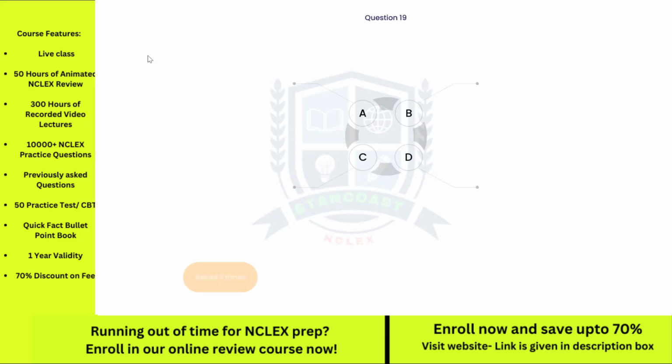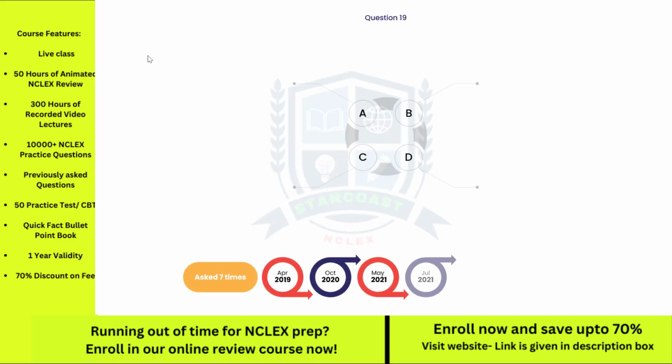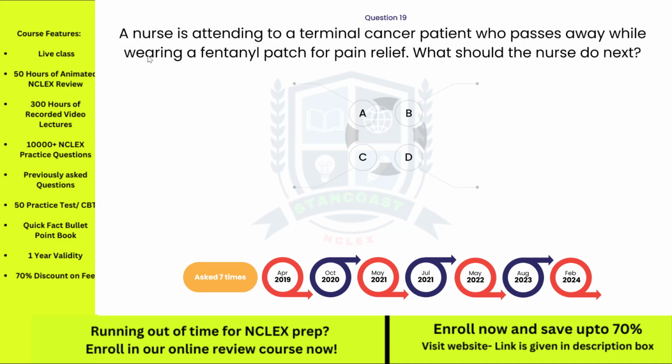This cancer-related question has been asked 7 times in the last 5 years, which means it's highly likely to appear in your exam. This question is also considered a favorite of the board, making it one of the most important to review. A nurse is attending to a terminal cancer patient who passes away while wearing a fentanyl patch for pain relief. What should the nurse do next?